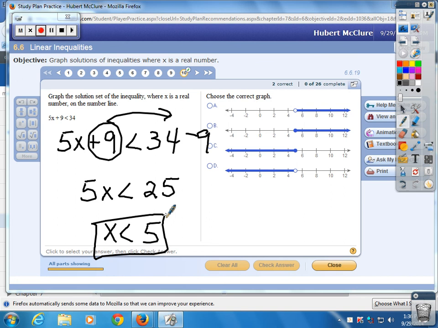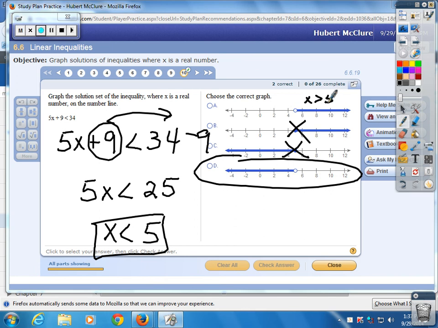5. What kind of circle are we going to put on 5? Open circle. So that means this guy is not it. And this guy is not it. Which one is less than 5? D. So that's greater than. This is x is greater than 5. So that's not it. So your answer is D.